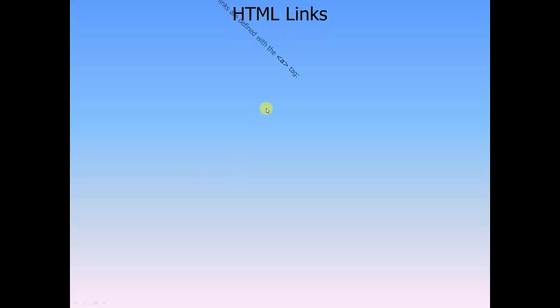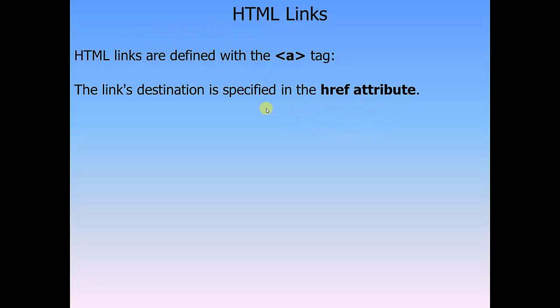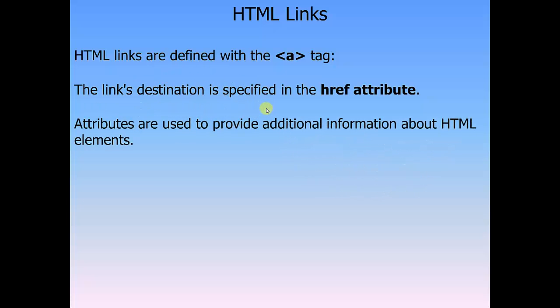HTML links. What's an HTML document without some good old links on it? HTML links are defined with the A tag. The link's destination is specified in the href attribute. We'll learn more about attributes, but sometimes it helps to just get something going and then learn about it after you've already done it, even though you weren't sure exactly what you were doing.